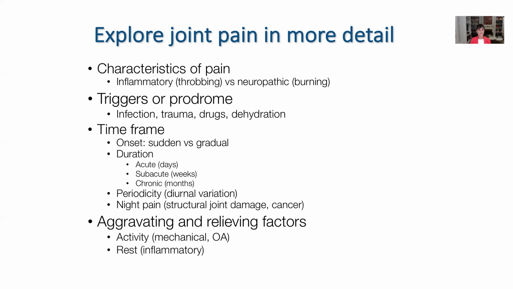A history of the periodicity, for example, does it occur every few weeks, or does it change over the course of the day? Is it worse at night? Is also very informative. Night pain in particular can be an indicator of a more sinister cause such as malignancy, and may be considered a red flag in some instances. A history of aggravating and relieving factors, for example, activity, may be an aggravating factor in mechanical causes of joint pain, whereas rest, as mentioned, may increase inflammatory pain.